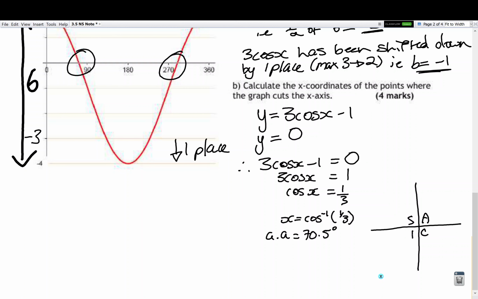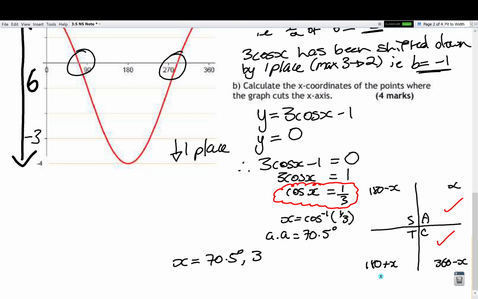Now we need to do a CAST diagram to determine what the other quadrant is for our second solution. Remember we take our lead from when we have our cosine fully rearranged, the line before we do the inverse. So we've got x, 180 minus x, 180 plus x, and 360 minus x. What are the two quadrants where cosine is a positive value? Well, it's going to be A and C. So one of our solutions is just that acute angle x, so x equals 70.5 degrees. And our second solution is 360 minus 70.5.